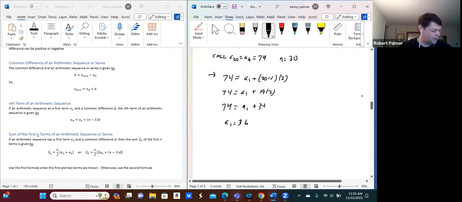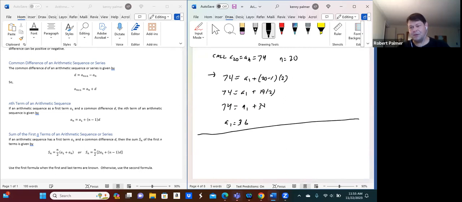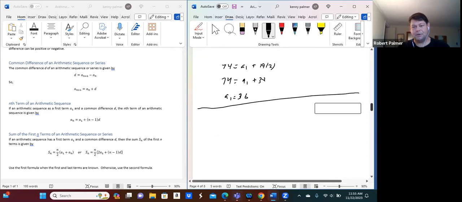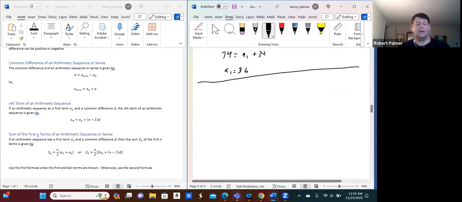Okay. Now, next thing I want to do, let's take a look at something a little bit different. Let's take a look at a picture, and we can determine a sequence from a picture.